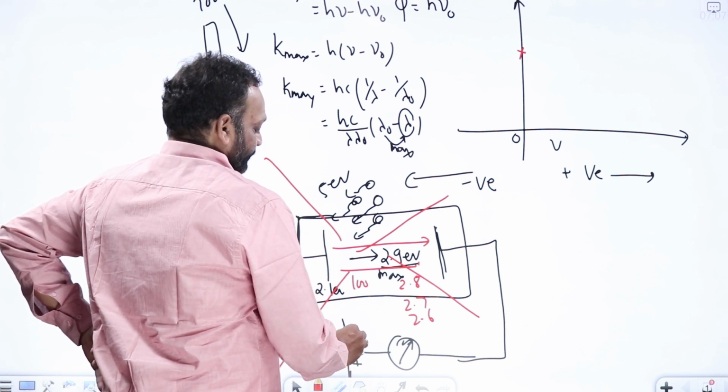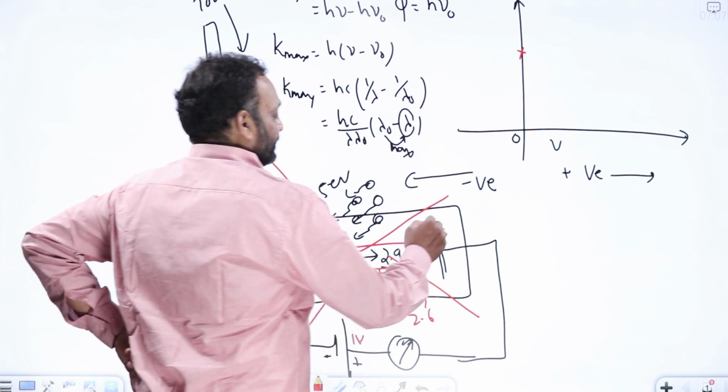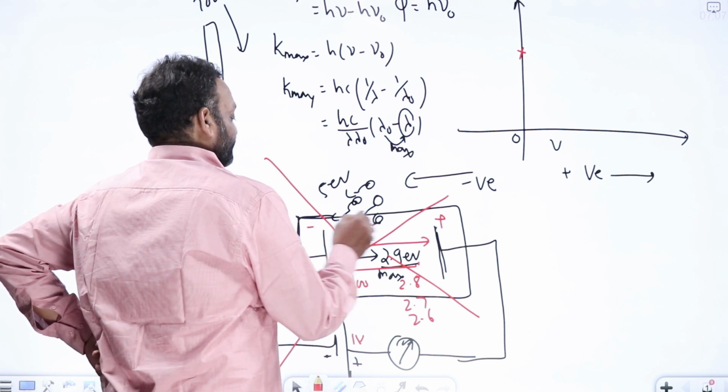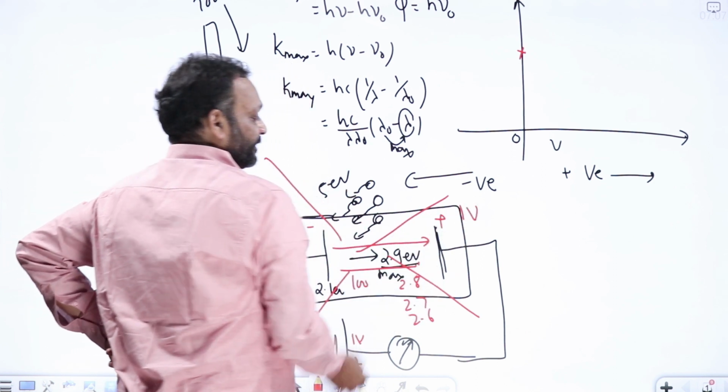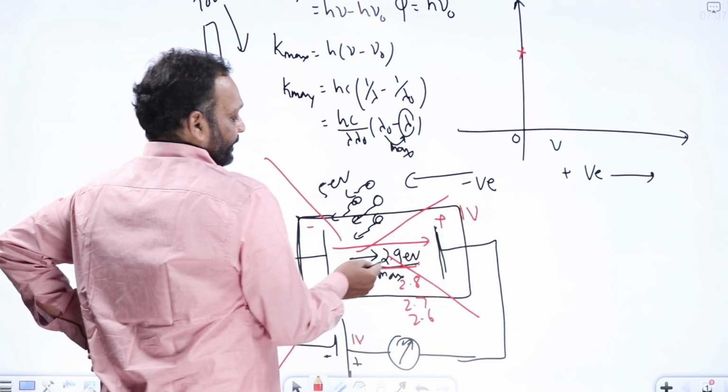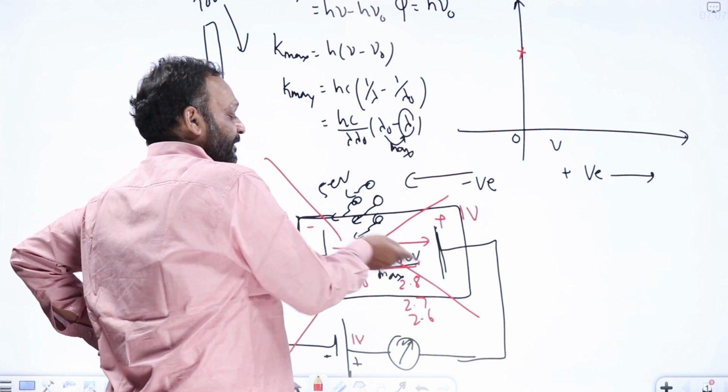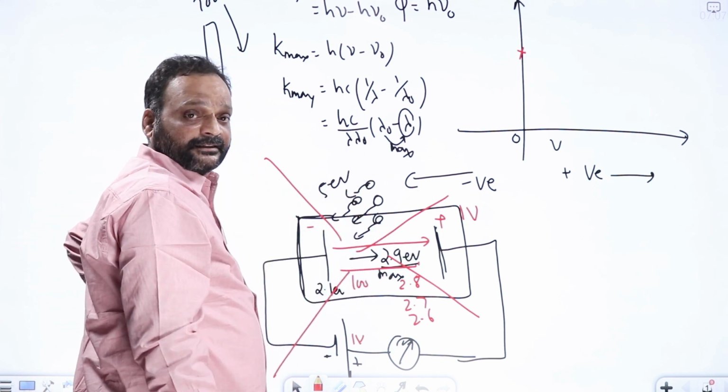Okay, next one. Now what do? I'll increase the potential difference to 1 volt. Means this becomes positive, this becomes negative. It is 1 volt potential difference. Now what will happen? Electrons, already some 60 electrons are reaching the plate without any attraction.